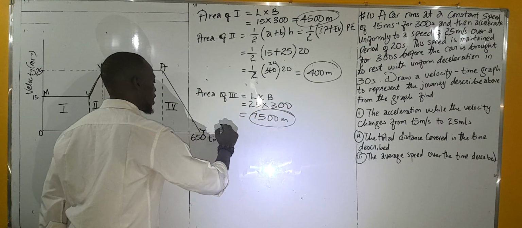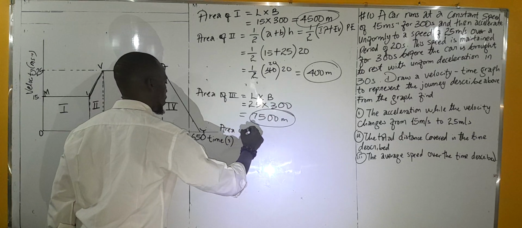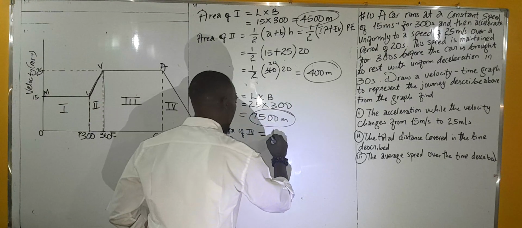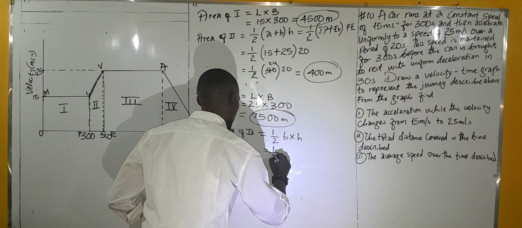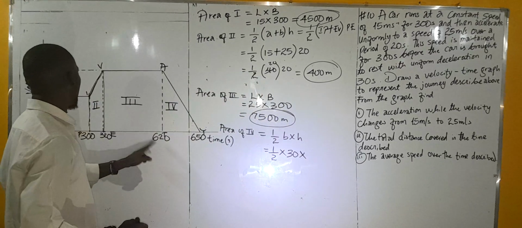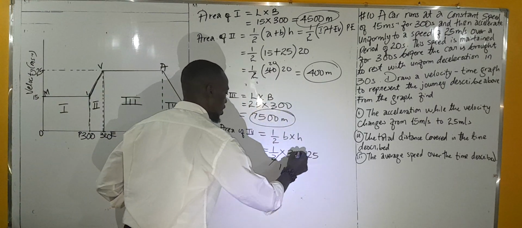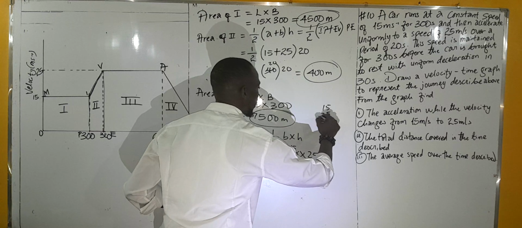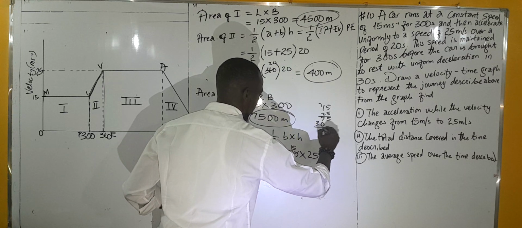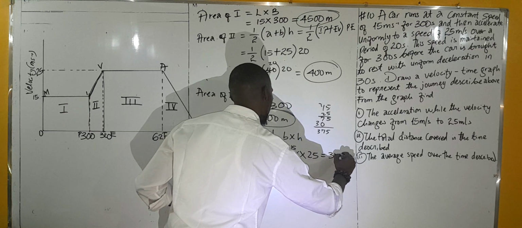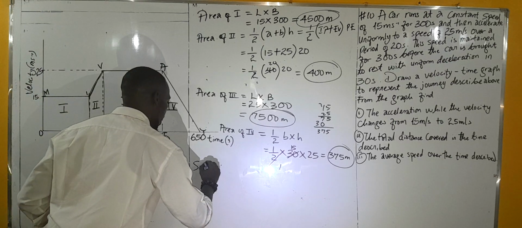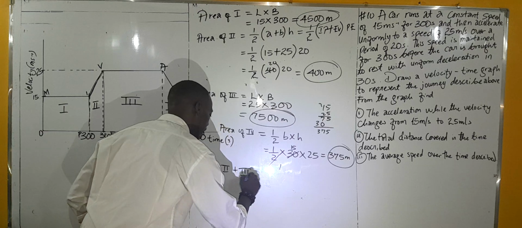And then the last one, area of IV. IV is a triangle. So that is half base times height. So this is 1 over 2 times the base 30 times the height 25, which is 15 times 25, that is 375 meters. So now to calculate the total distance will be I plus II plus III plus IV.